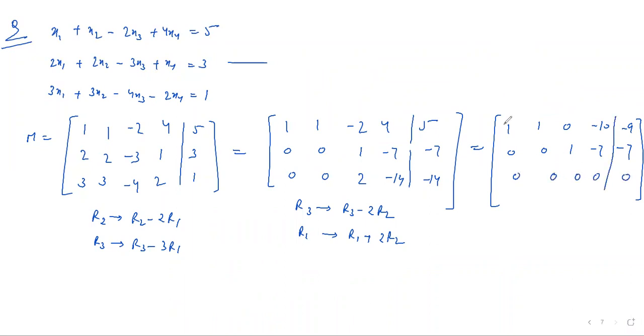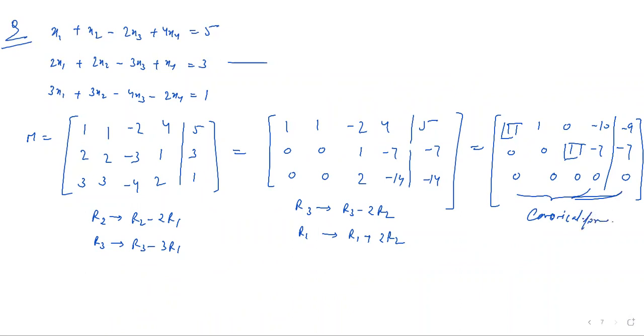Okay, so I got my canonical form here. We are reducing this matrix A, the whole matrix actually, to the canonical form.